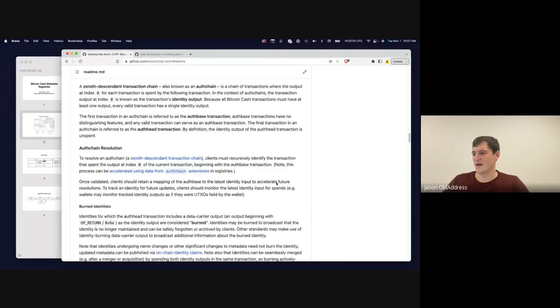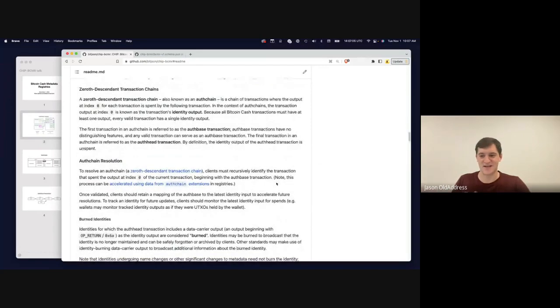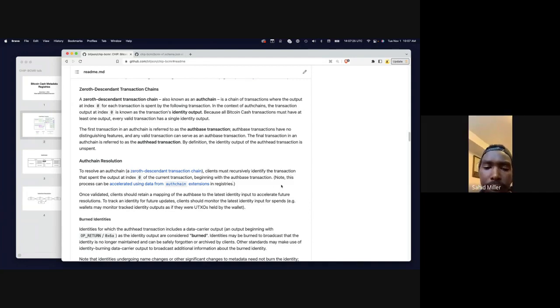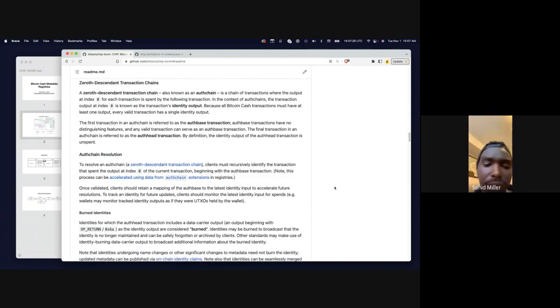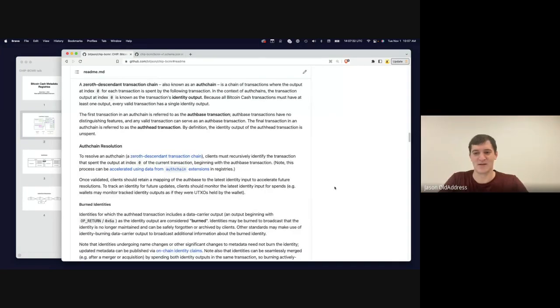Let me know. Yeah, so I think we have described the zeroth descendant transaction chain. We've described the process of getting from a 32-byte identifier to the latest broadcasts of an identity. Is that pretty clear? Are there any questions about how we get there? Chris asked the same question I was going to ask about that. Oh, fantastic! Using cash tokens. Awesome.